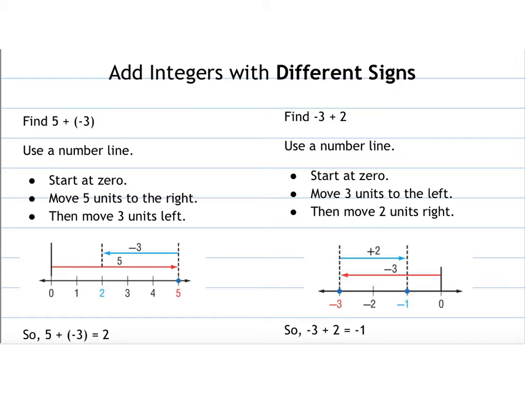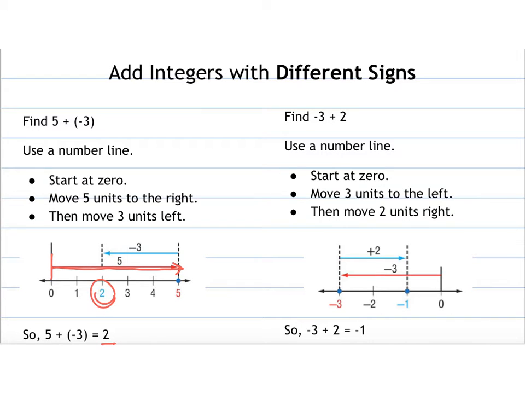Now if we are adding integers with different signs, we're going to use this number line here. So we have 5 plus -3. We start at 0 and we move up 5. And then we add 3 negatives, and negatives go to the left, so we go to the left 3, and we're going to end up here at 2. So therefore, 5 plus -3 equals 2.